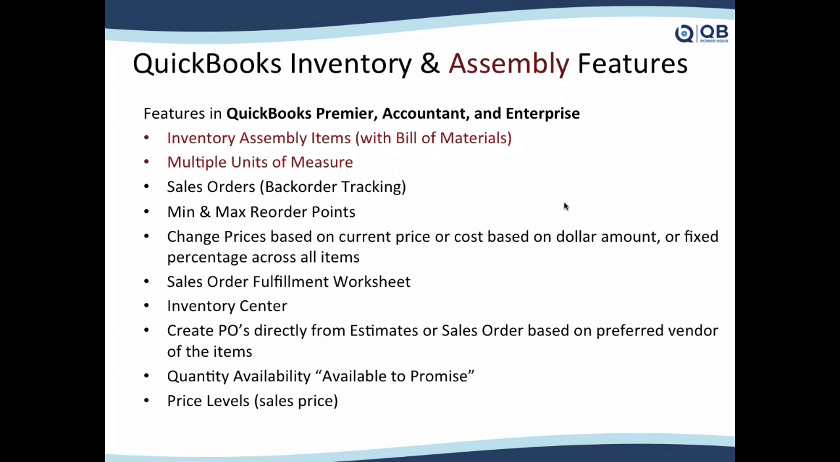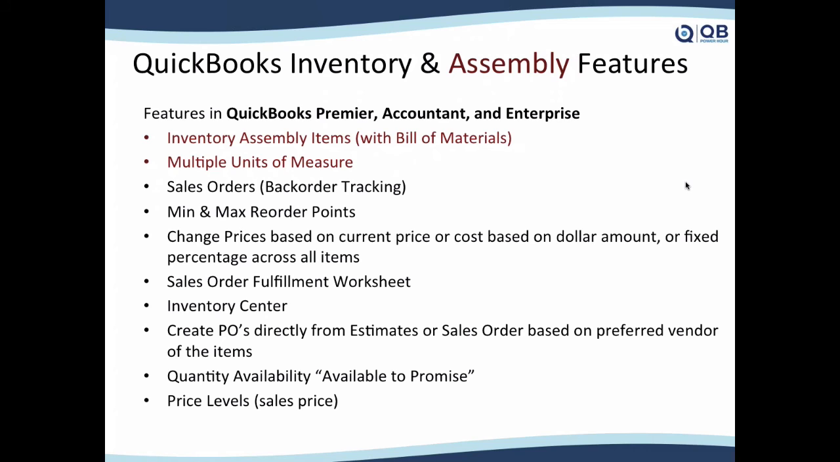We have minimum and maximum reorder points, really important to help you keep track of your inventory stock status. QuickBooks Premier Accountant also allows you to change prices in batch, based on a percentage or dollar value above or below the current price or the current cost. So it has a batch price updating feature, and I featured that a few weeks ago on an episode where we talked about prices. Sales order fulfillment worksheet is extremely important for you to prioritize your open sales orders. The Inventory Center is an awesome place to monitor your inventory, and it's only available in Premier Accountant or Enterprise.